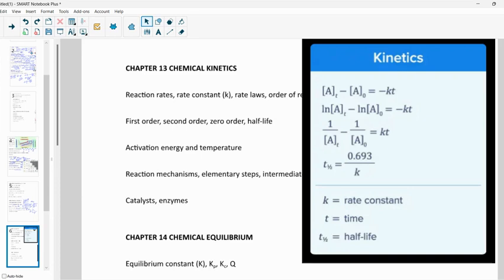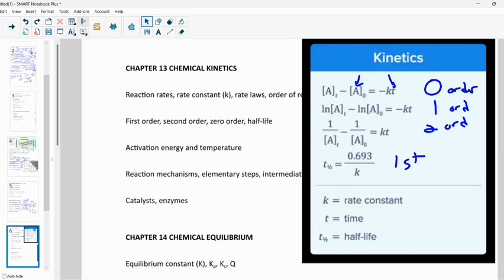Here, this is for zero order, right? This is for first order, second order, right? And this is the half-life for first order. Right. These are the ones that we get. This data is concentration and time data. Concentration and time. The data that we just looked at was concentration and rate data.